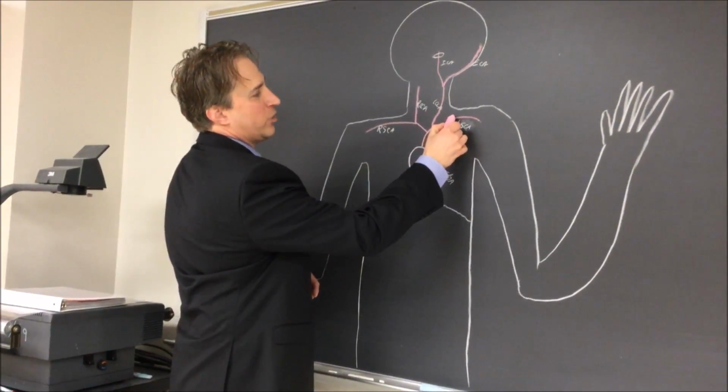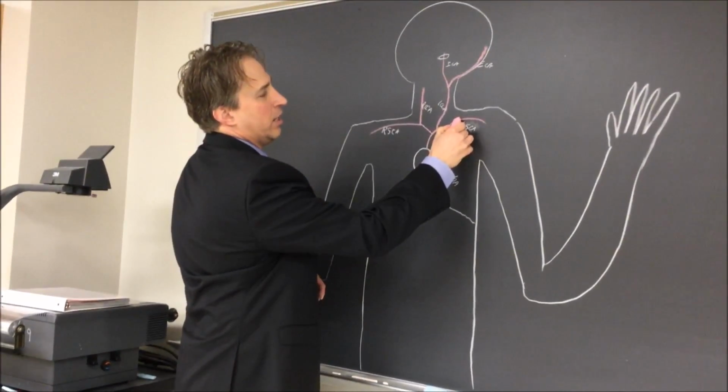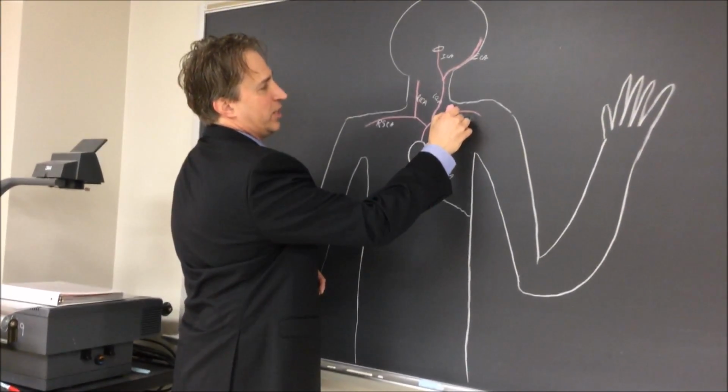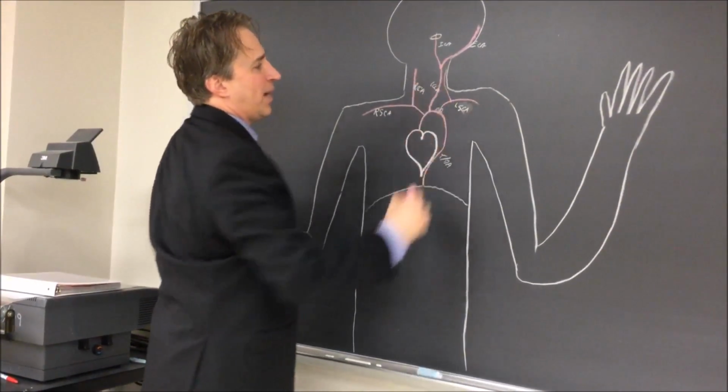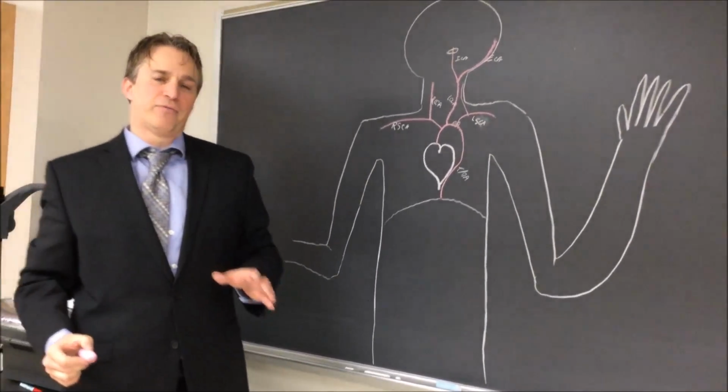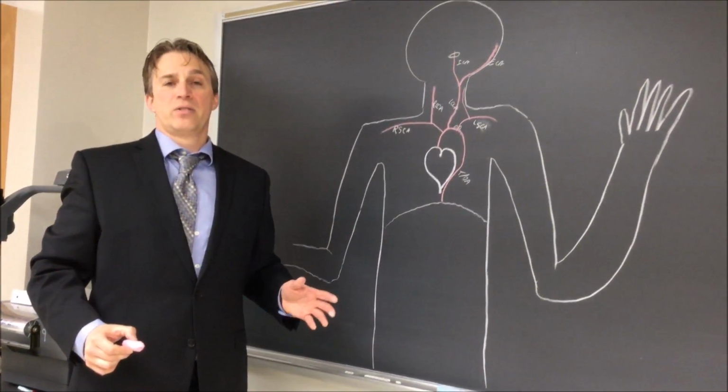We have a branch coming off of the subclavian artery called the vertebral artery. So we have the vertebral artery going up. It's going to pass through the vertebral foramen of the cervical spine.